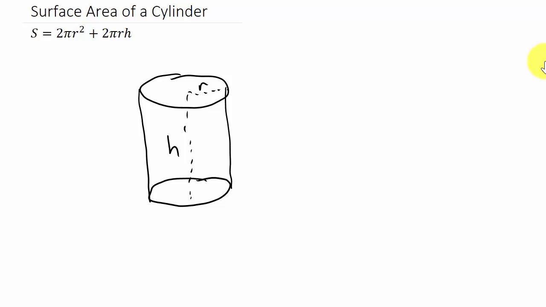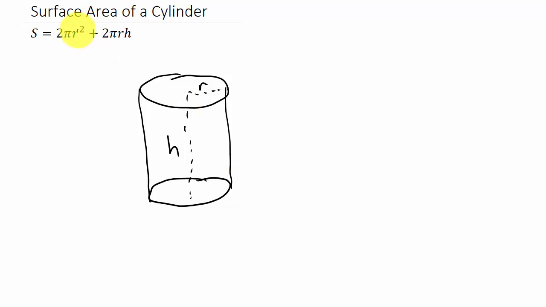Alright, so this video will look at finding the surface area of a cylinder. And here we have a cylinder. We've got a height and we've got a radius of the cylinder. And the surface area is 2 pi r squared plus 2 pi r times h. Alright, so let's look at this. Okay, it's pretty easy to see how to get the formula.